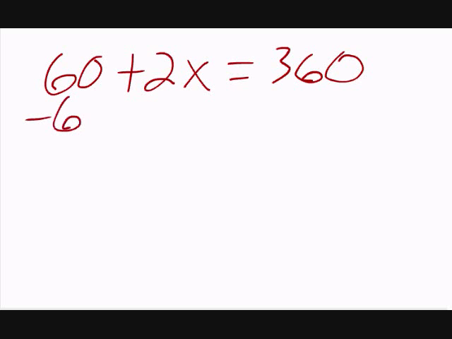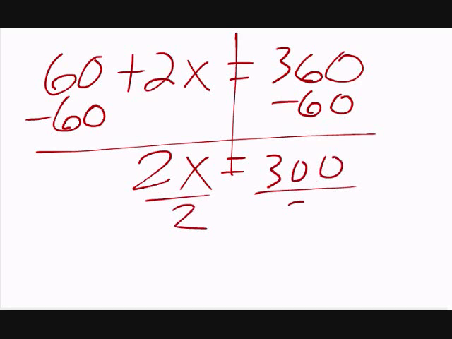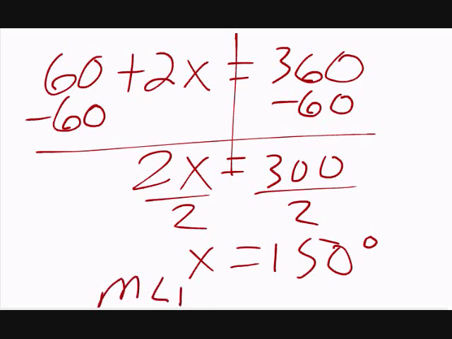We can solve that by subtracting 60 from both sides. Remember, we always subtract before we multiply or divide, giving us 2x is equal to 300 degrees. Divide both sides by 2, and we get x is equal to 150 degrees. So that means the measure of angle D is equal to 150 degrees.